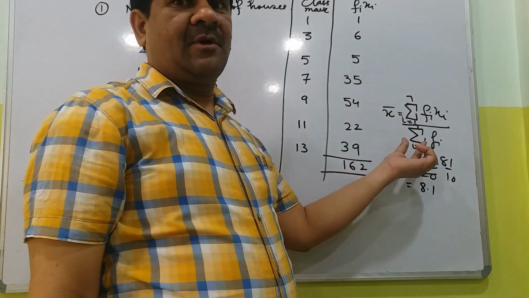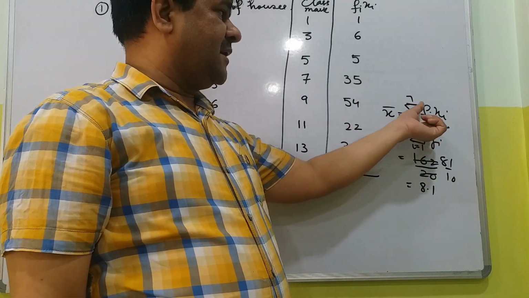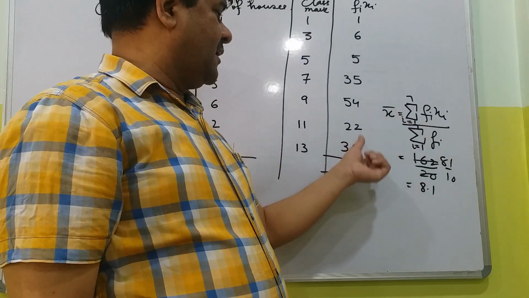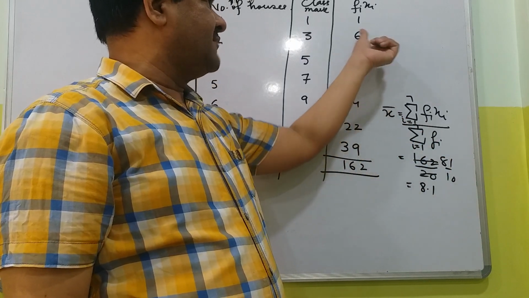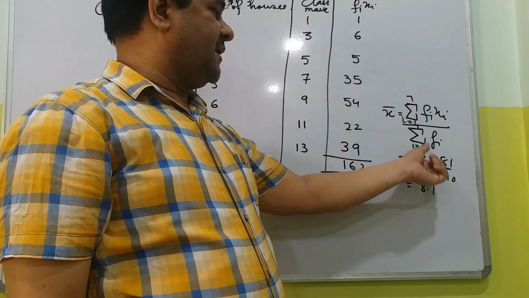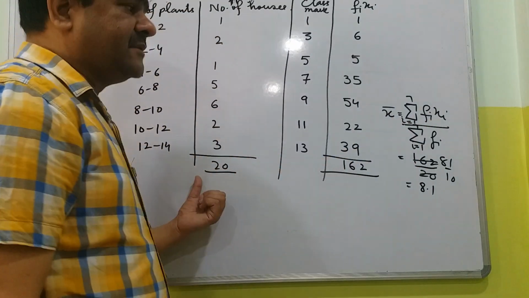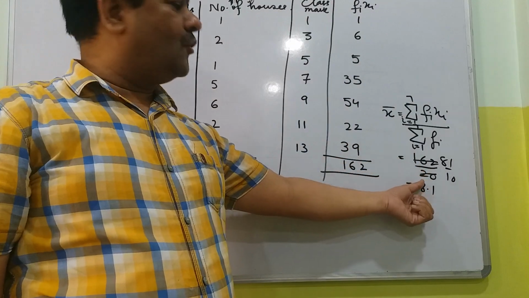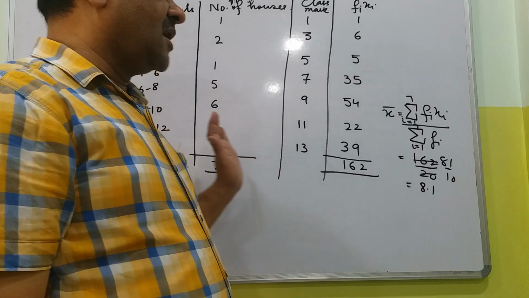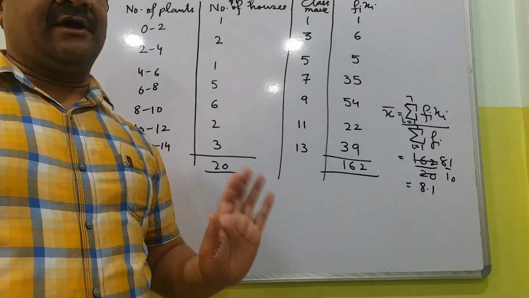So this is the formula for calculating the mean by the direct method, that is sigma or summation Fi Xi over summation Fi. Because there are 1, 2, 3, 4, 5, 6, 7 observations, we will write i equal to 1 to 7. So here the sum is 162 and here the sum is 20. So 162 over 20, 81 upon 10, 8.1. So this is how you have to do the second sum of the exercise. Thank you.